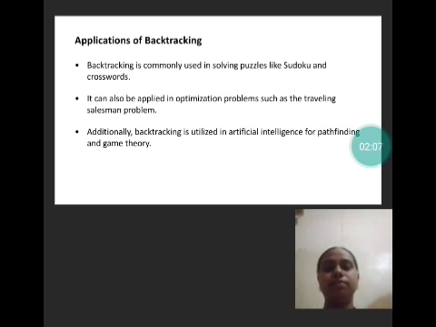Applications of backtracking. Backtracking is commonly used in solving puzzles like Sudoku and crosswords. It can also be applied in optimization problems such as the traveling salesman problem. Additionally, backtracking is utilized in artificial intelligence, and it is also used for path finding and in game theory.